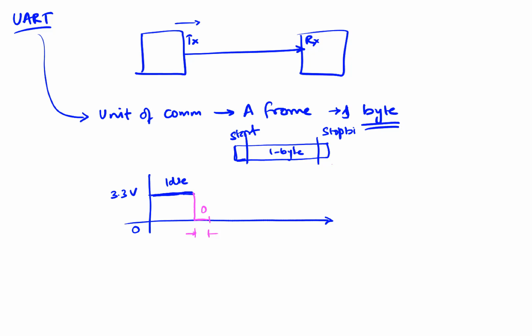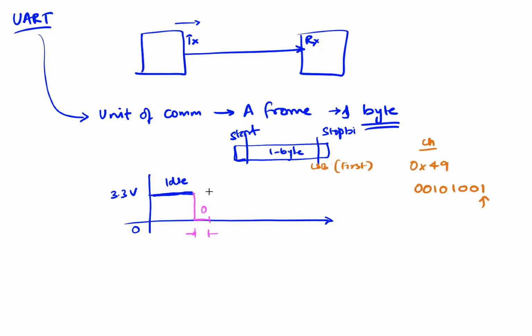Now we're going to send our byte. How do I send my byte? Well, we're going to send our byte from the least significant bit onward, the least significant bit first. Let's take a simple example. Let's say I'm transmitting a character which has a hexadecimal value of 0x49. Which means it's 01001001. That's what we're going to send. So we're going to send the 1 first.